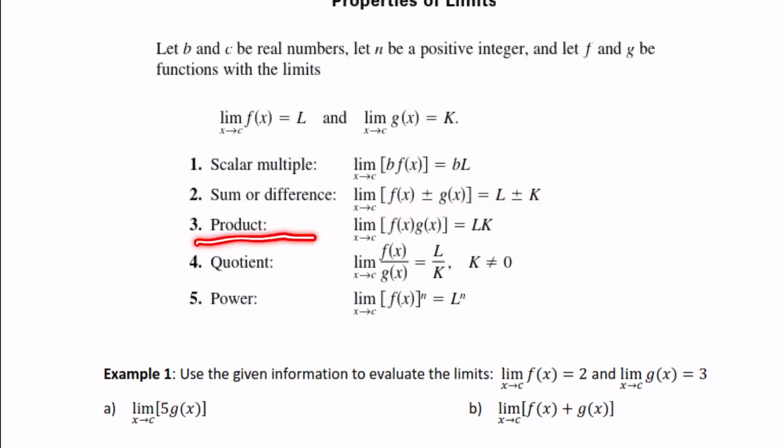A third, product. If I have two functions multiplying each other, I'll first find the limit of the first function, then find the limit of the second function, and then multiply the two results.